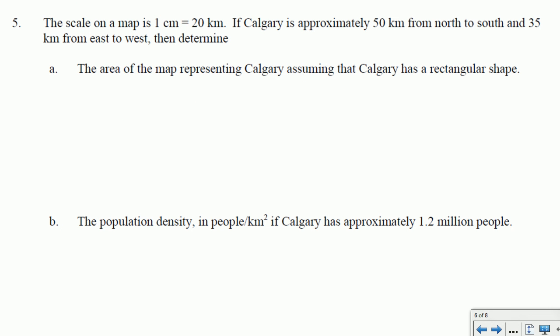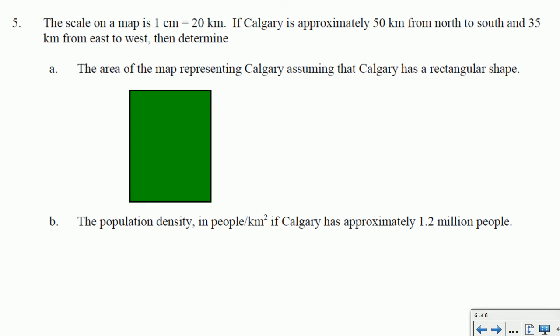So in question number 5, we're looking at a map of Calgary. The scale on the map is 1 centimeter to 20 kilometers. If Calgary is approximately 50 kilometers from north to south, and 35 kilometers from east to west, we need to determine a few things. So first we're looking to determine the area of the map representing Calgary, assuming that Calgary has a rectangular shape. So here's an accurate depiction of Calgary from the air.